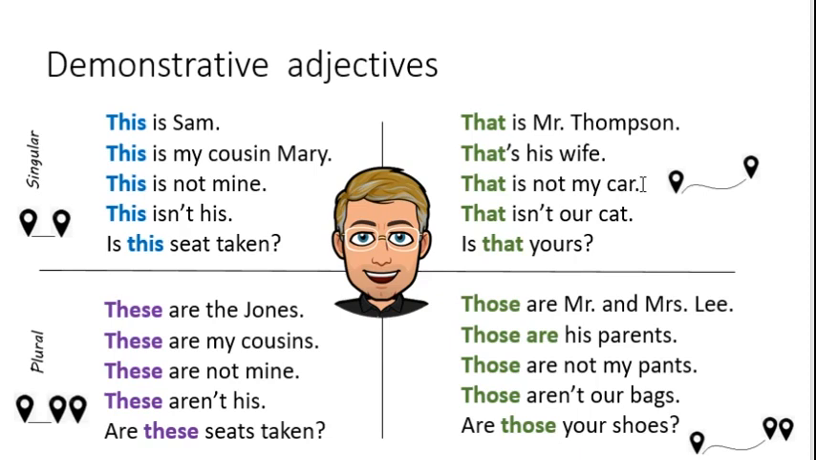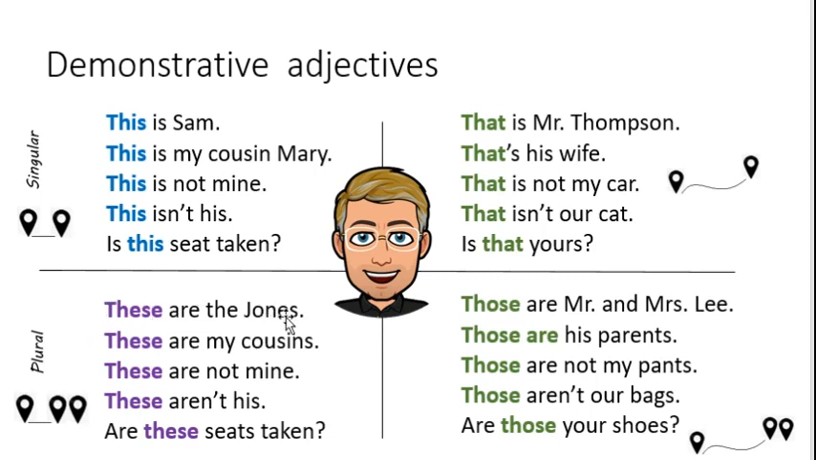That is not my car. So the car is not next to you. You are standing a few feet away from the car. That isn't our cat. Here, we simply have a contraction of the verb to be and the negative word not, isn't. For a question, you simply reverse again the order. You start with the verb is, and you put the demonstrative adjective that. Is that yours?